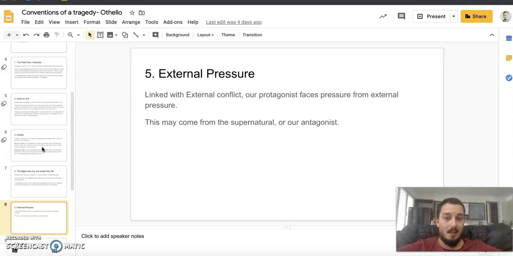External pressures, similar to external conflicts: our protagonist faces pressure from an external source. It may come from the supernatural, like in the case of Macbeth, or it may come from our antagonist, in this case Iago.